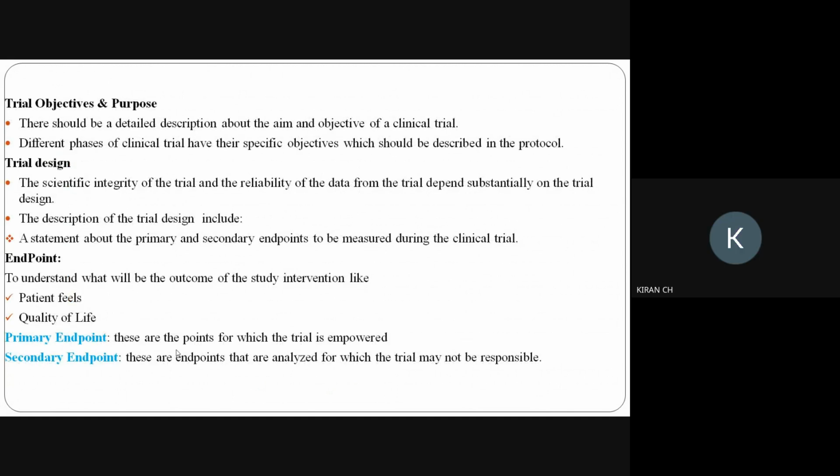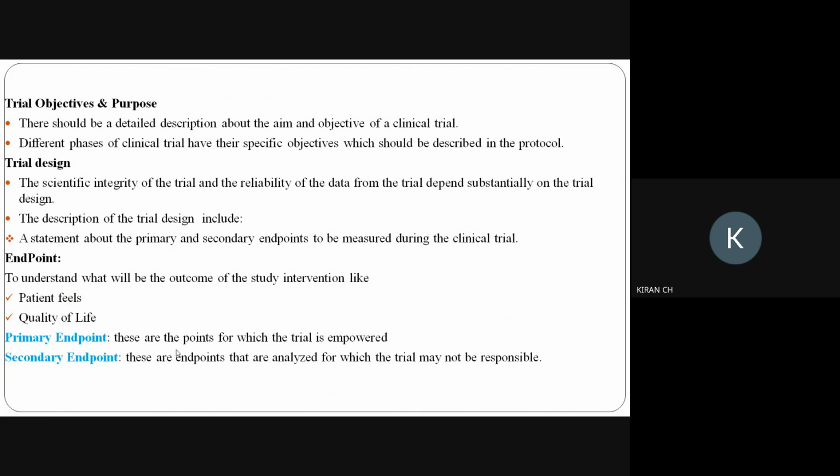Next, trial objectives and purpose. The next section is objectives. There should be a detailed description. Whenever we are writing the objectives, we should write in a very detailed way: what is our main objective, or what is our main aim of conducting this clinical trial?